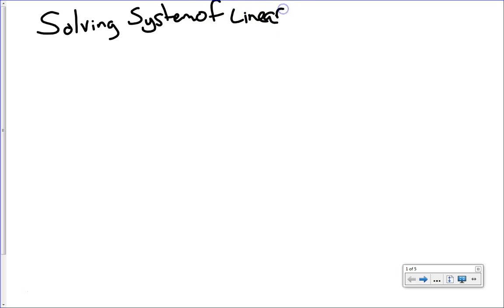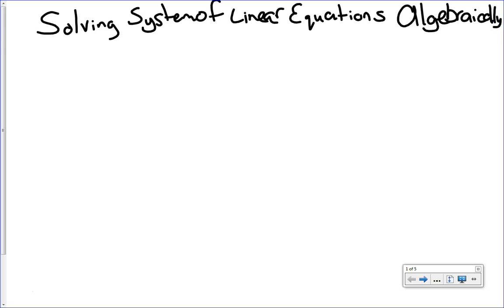So today we are solving systems of linear equations algebraically, and specifically today we are looking at substitution.